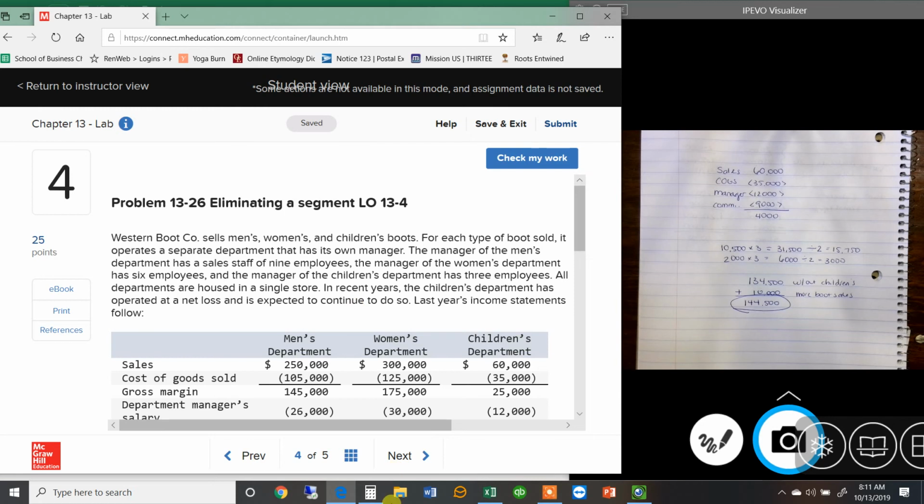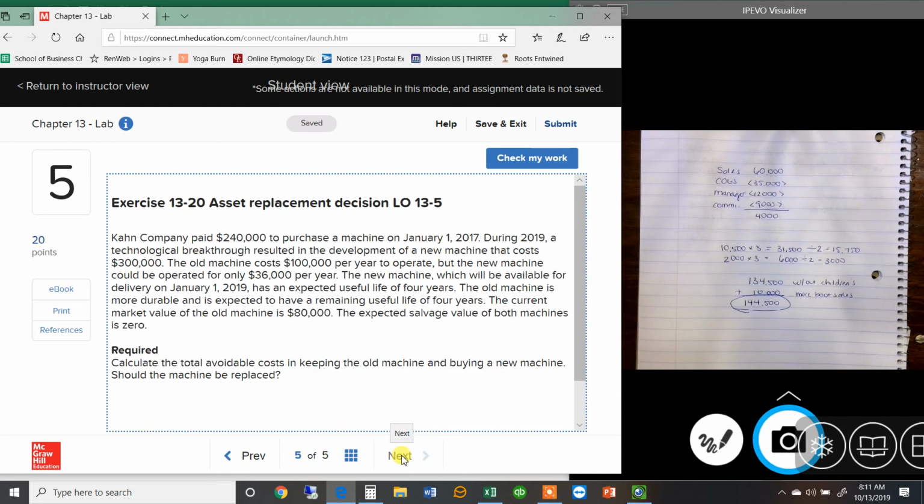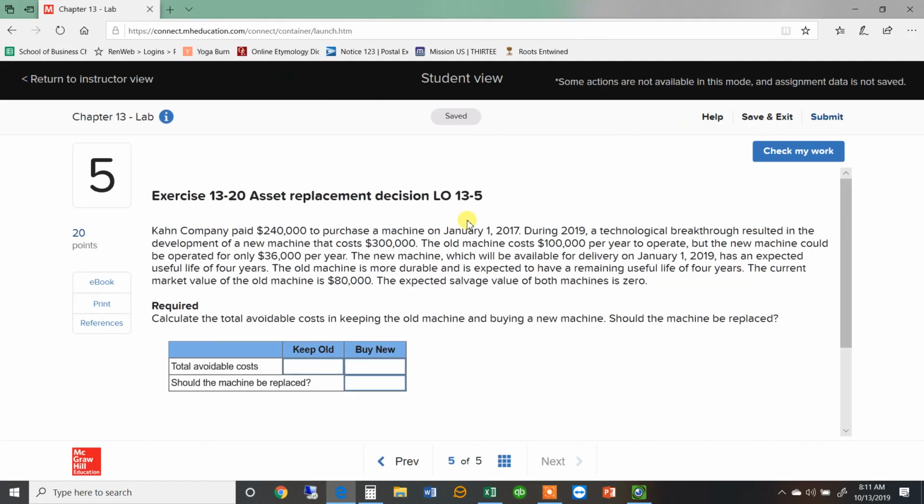Okay, so for the last question here, question number 5. It says, this is an asset replacement decision. So this is actually a very common decision that you would have in different businesses, whether or not new technology could come out. Maybe your old machine's not very efficient, so you have to spend more money on maintaining that machine. This is a very common problem in businesses.